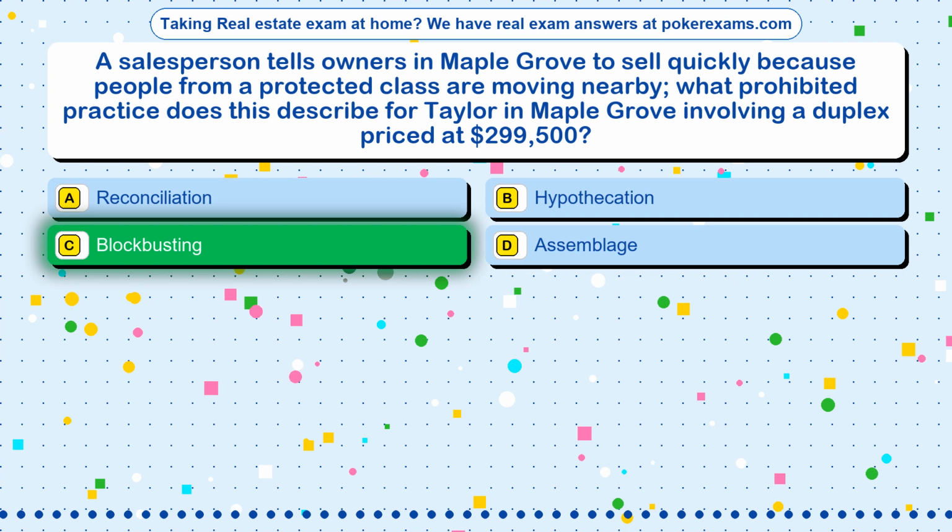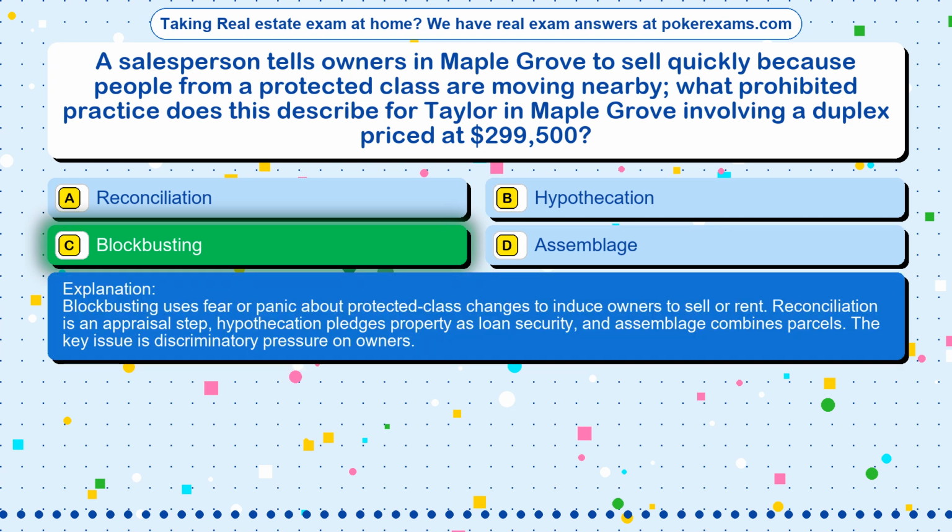The correct answer is option C. Blockbusting. Blockbusting uses fear or panic about protected class changes to induce owners to sell or rent. Reconciliation is an appraisal step, hypothecation pledges property as loan security, and assemblage combines parcels. The key issue is discriminatory pressure on owners.